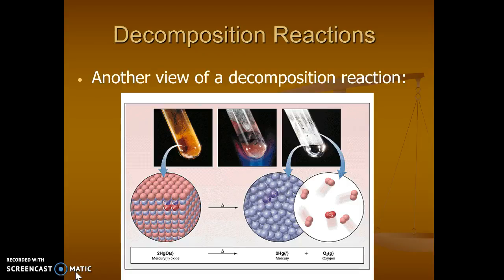So here's mercury oxide. That's what it looks like. When you heat it up, it decomposes, and when it decomposes, you get oxygen gas being released, and oxygen, again, diatomic, and mercury is your pure metal, and mercury is the only metal that's actually liquid at room temperature.